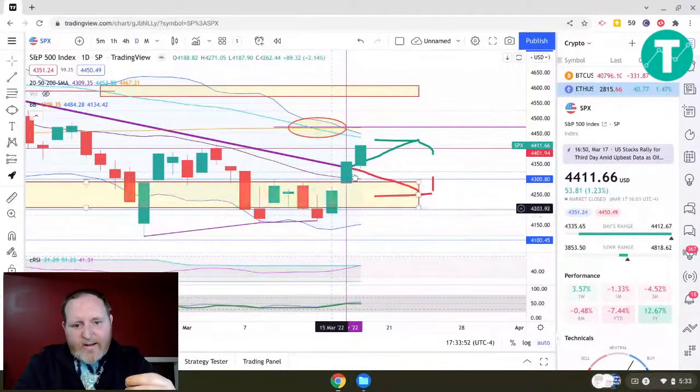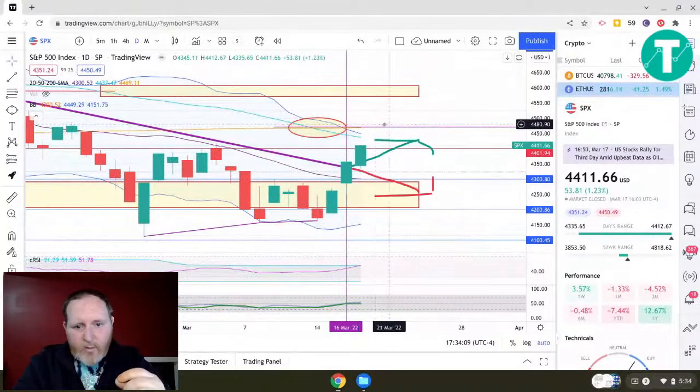And now we are in a snapback rally, and we are going all the way to 4470 on the S&P 500. I called this right here, March 15th, March 16th. I said we are going to 4470 on the S&P 500. It may take a few days, and it could possibly take a few weeks.